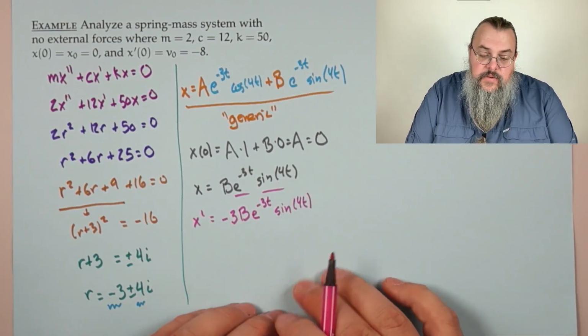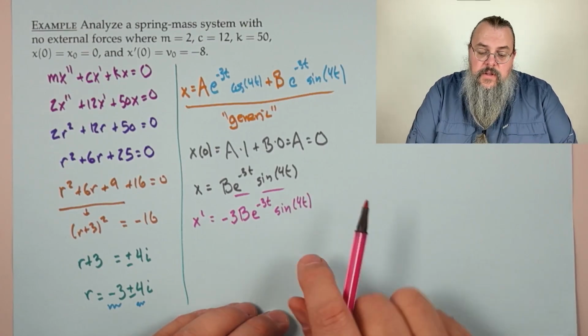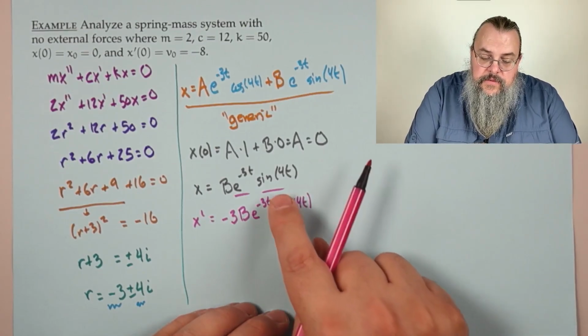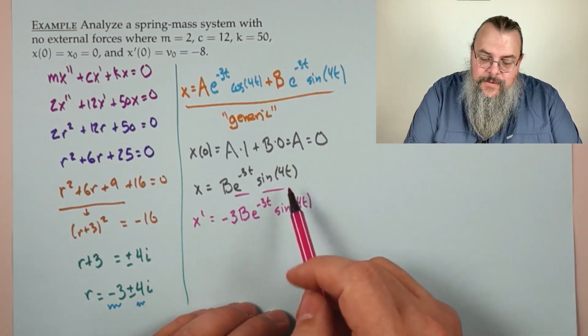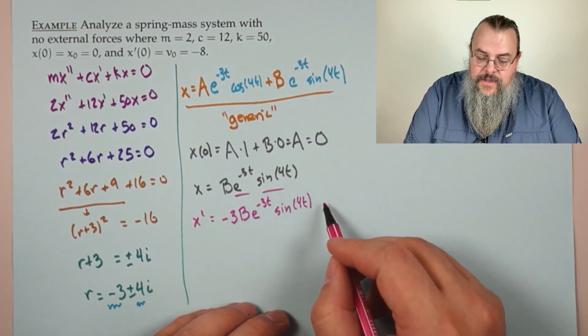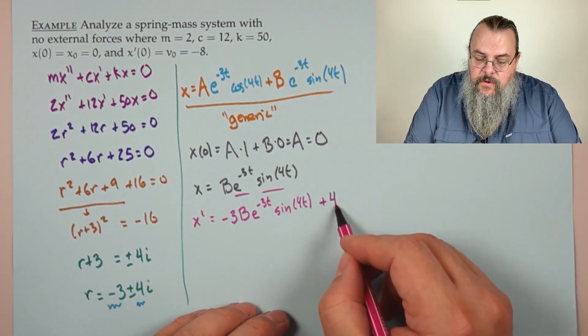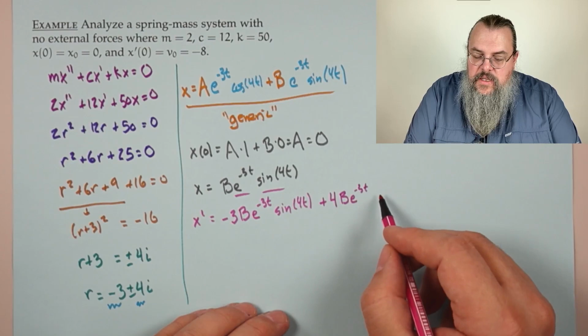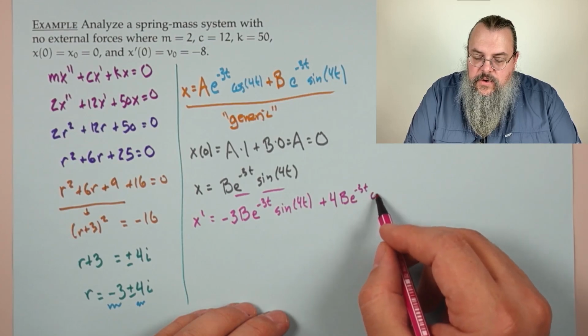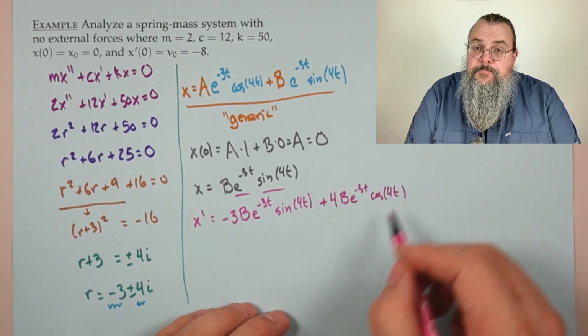And what else do we have? Well, we have the derivative of sine. It's cosine, positive cosine. And then because of the 4, we need a 4. So plus 4b e to the -3t times our cosine 4t.